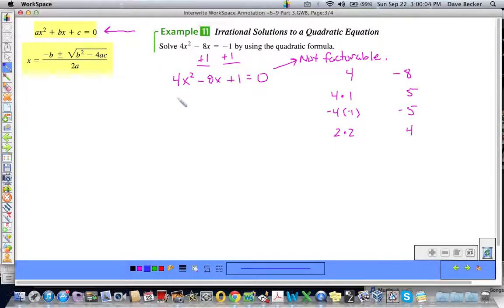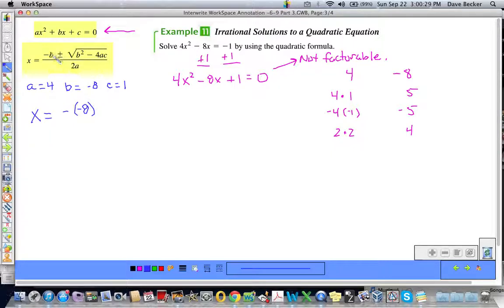Okay, so we need to figure out what A, B, and C equal. A is the coefficient of the squared term, so it's going to be 4. B is the coefficient of the x term, it's going to be negative 8. And C is the constant, which in this case is positive 1. So here we go. Just use our formula, x equals negative b, so that would be negative 8.